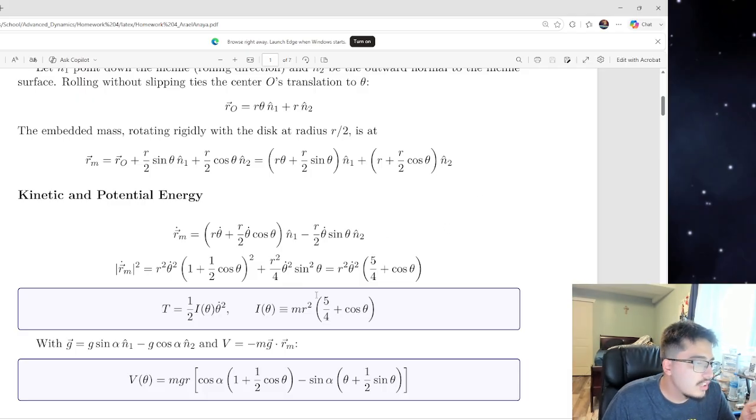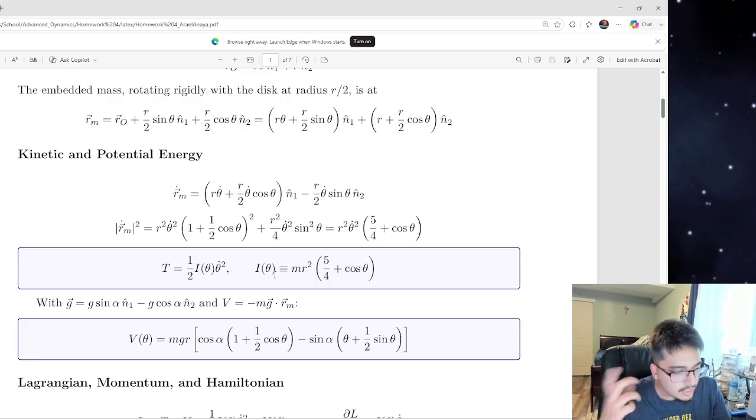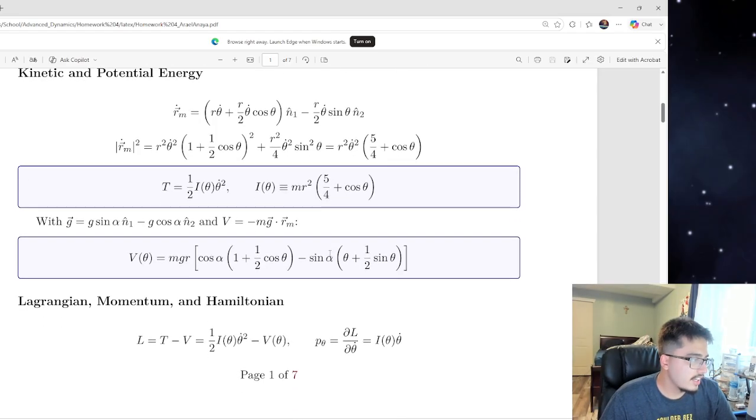Now, I also defined some function I that was all of the components that changed with respect to theta. I did this because it was easier later on when I was doing the Hamiltonian to separate what depends on theta versus theta dot. So T is 1/2 I of theta times theta dot squared, and I of theta is just everything else, that mr squared times 5 over 4 plus cosine theta.